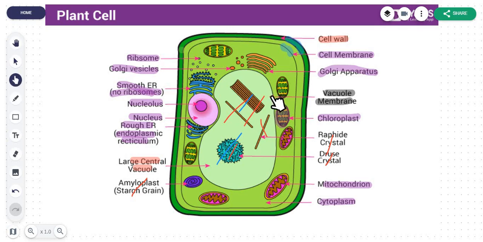So here is the vacuolar membrane, or the tonoplast, which is semi-permeable, selectively permeable, or partially permeable, which controls the entry and exit of substances into and out of the vacuole. Like some ions or sugars, sometimes they may be needed in the cytoplasm, so they come out of the vacuole, or they may go into the vacuole for storage. Like the sugars that are not needed may go inside the vacuole and be stored.